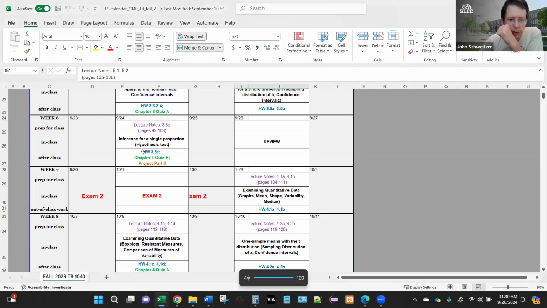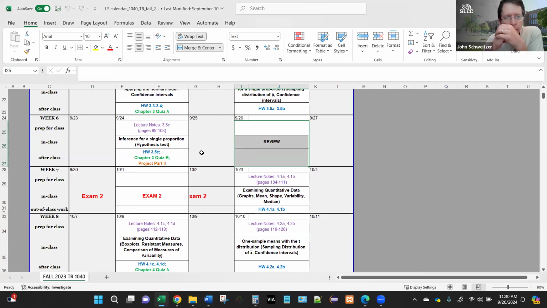Let's have a look at our calendar here. So it is the 26th of September. We're almost to the end of chapter 3. We need to do a couple more hypothesis tests, a couple of sample size calculations, and then we'll be good to go. So that'll probably take about 30, 40 minutes to finish off some new material. Then we'll probably have about half an hour, 45 minutes or so to study and review for exam 2.